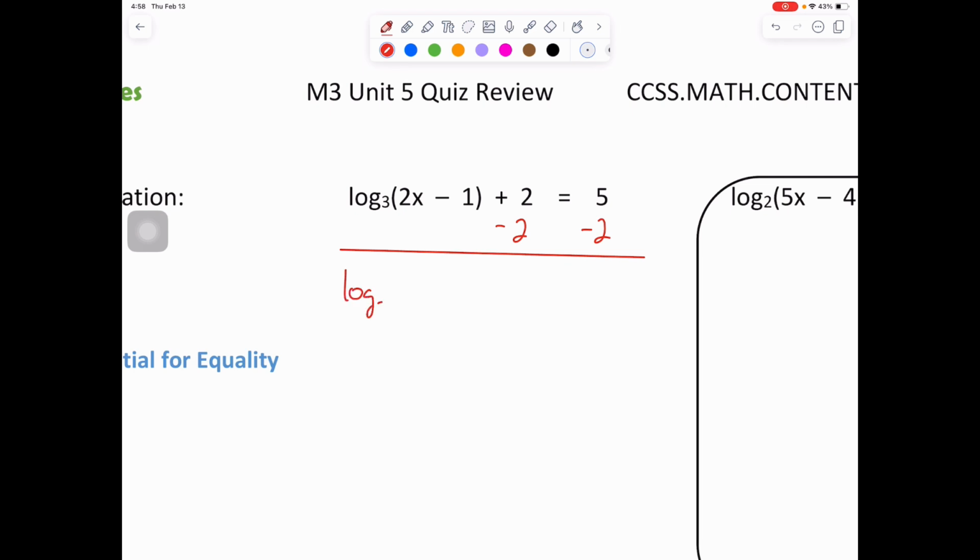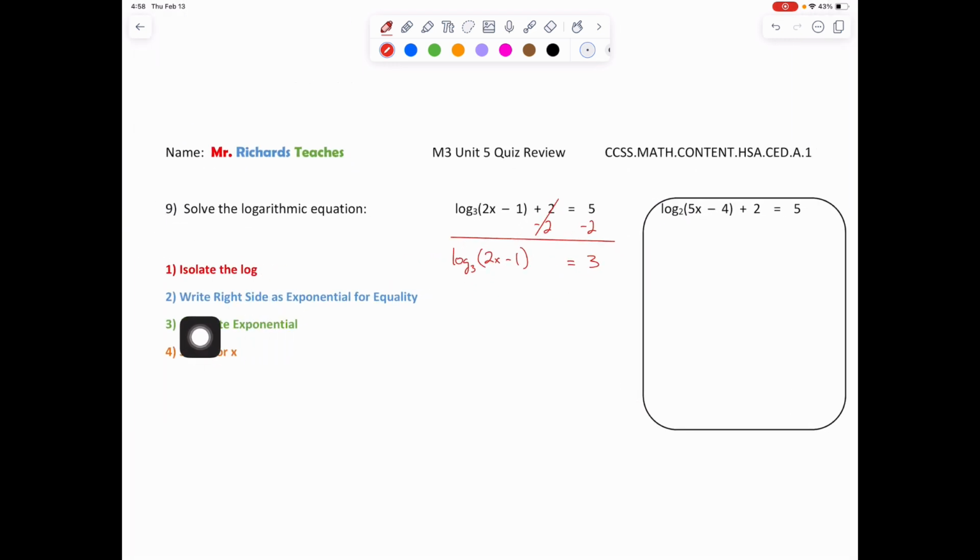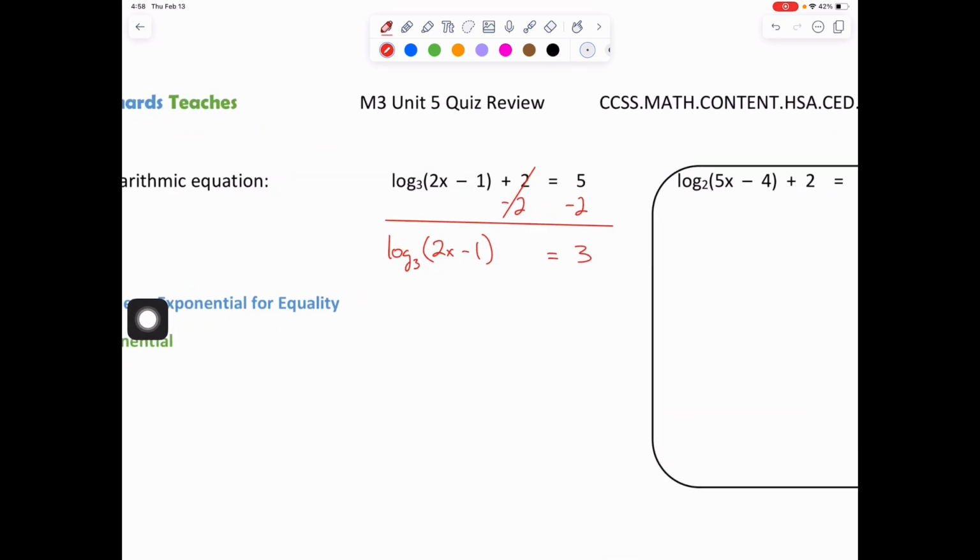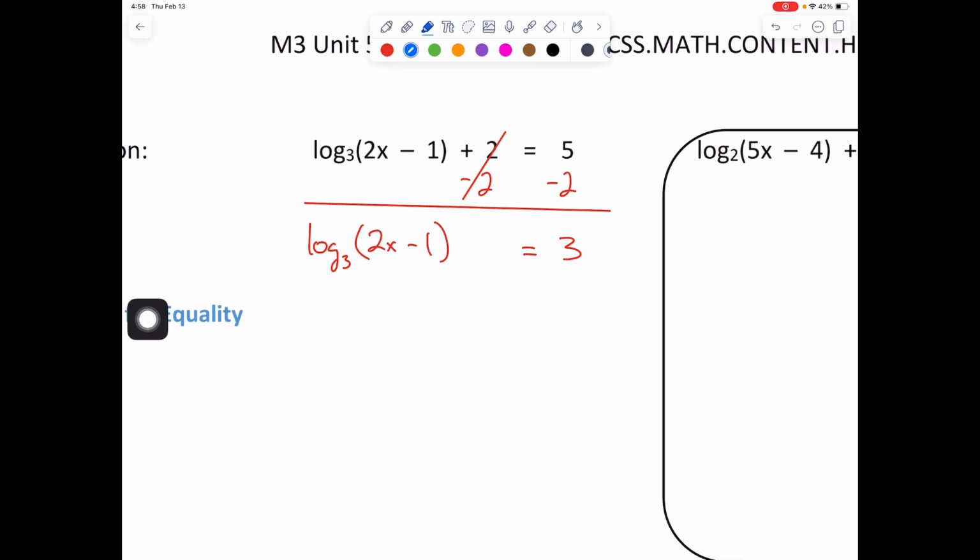Log base 3 of 2x minus 1 equals 3. Wonderful. Step 2 in blue. Write right side as exponential for equality. Oh, I see why. Because we have a log here, and we know that exponentials share the same base as the log. So let's just go ahead and rewrite that as 3 to the 3rd power, because our base is 3. The 3 becomes now the power.